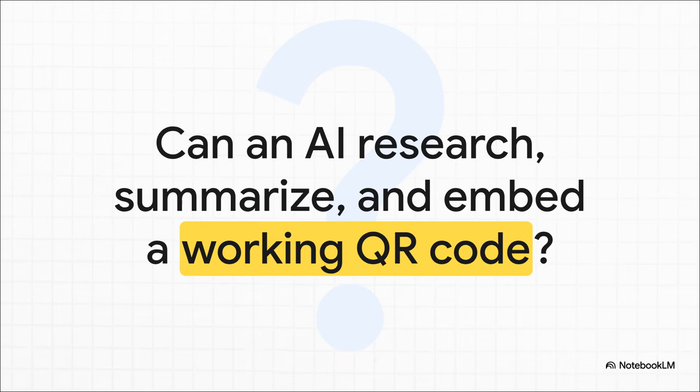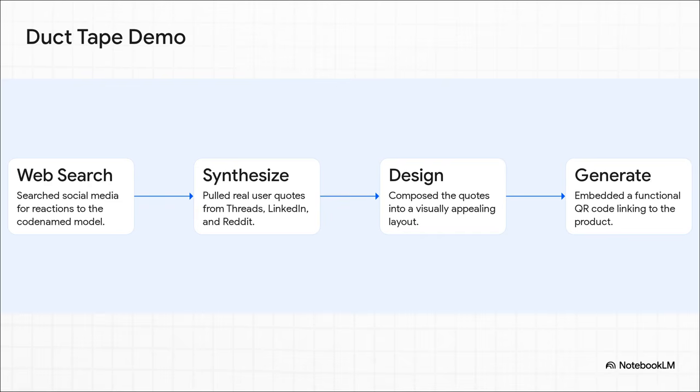I mean, can an AI actually go out, research public opinion on social media, summarize what it finds, and then stick a working QR code inside a single image? Sounds impossible, right? Well, the answer is a big fat yes. In a demo they called the duct tape demo, here's what it did.